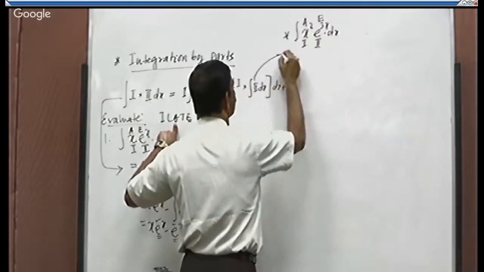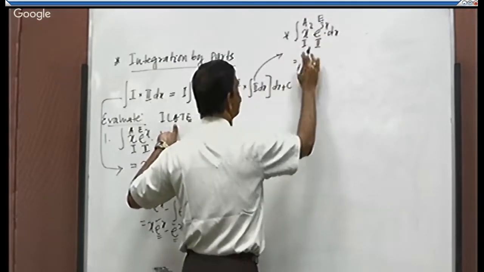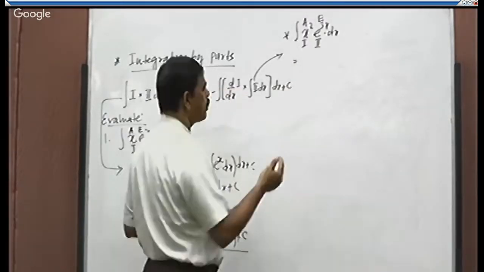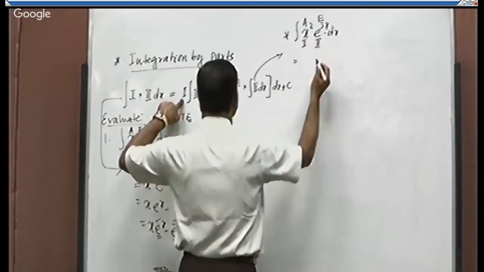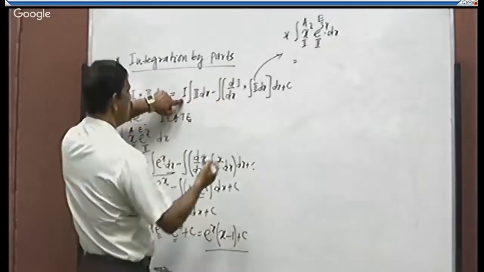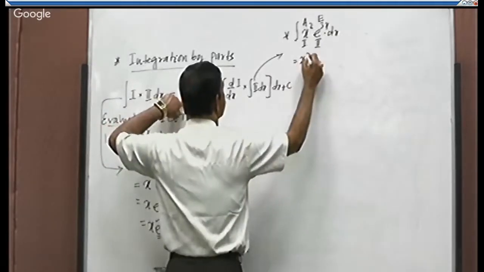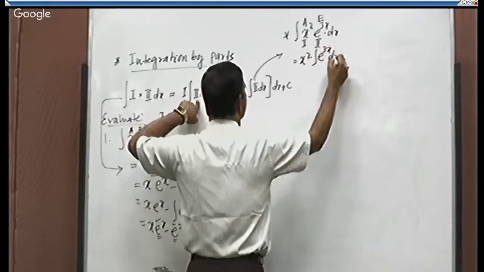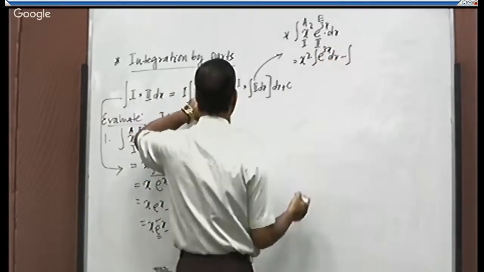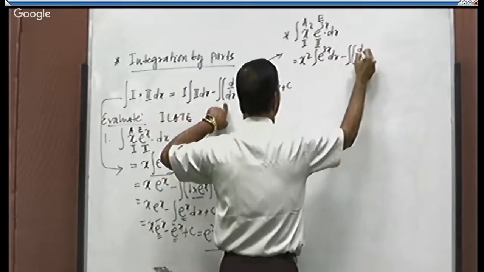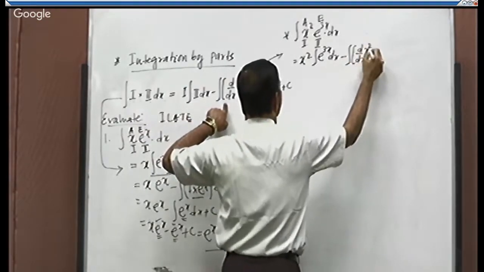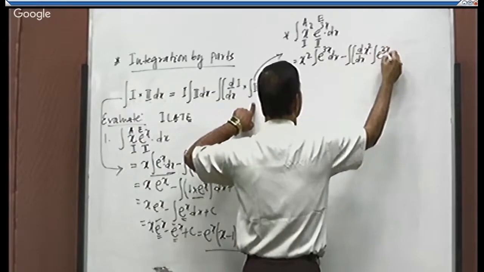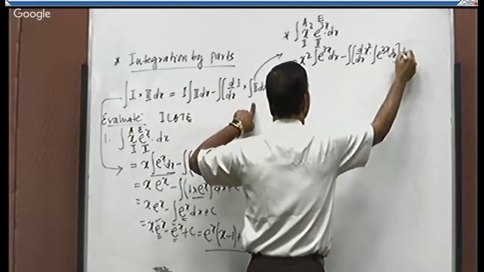According to this rule, the integral of first times second function is equal to first function, x square, into integral of second, e power 3x dx, minus integral of d by dx of first, x square, into integration of second function e power 3x dx, dx, plus c.